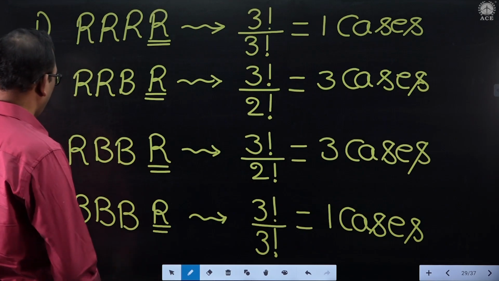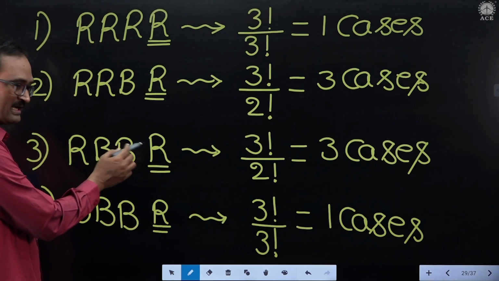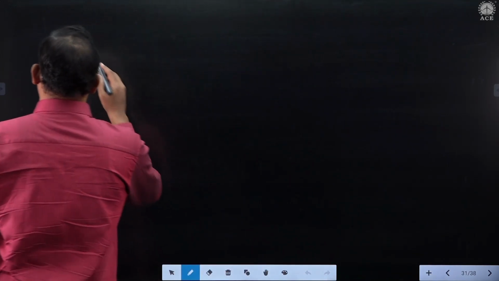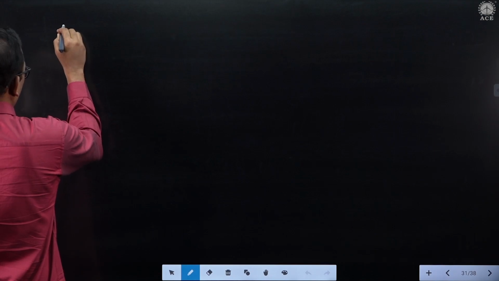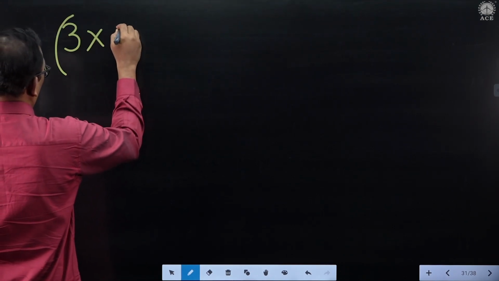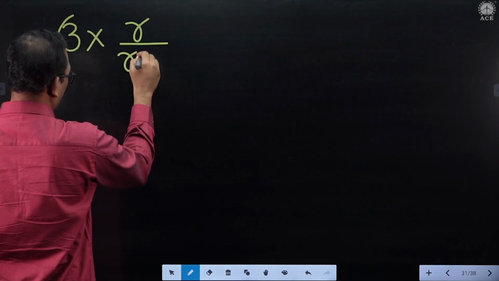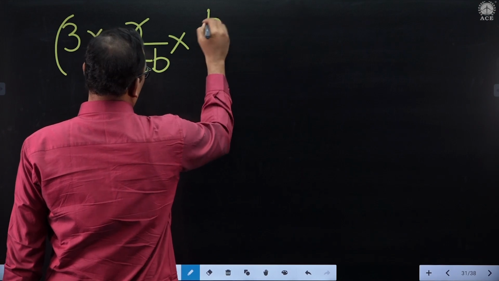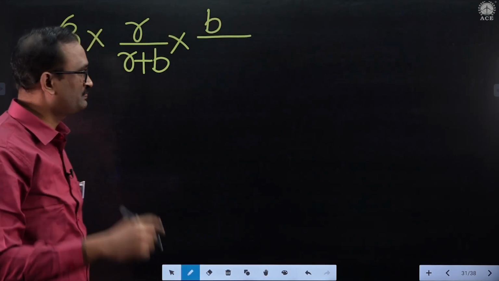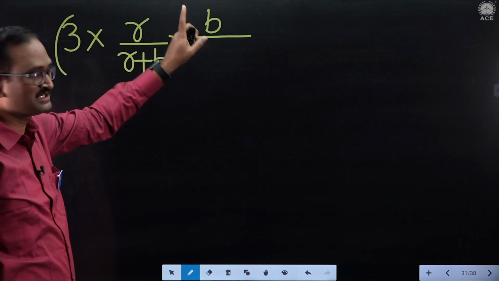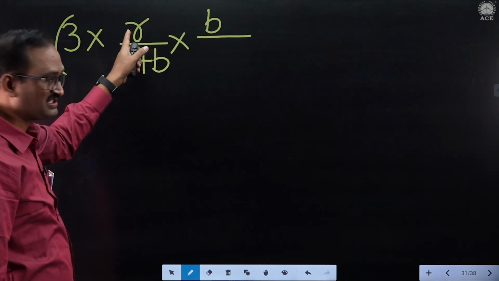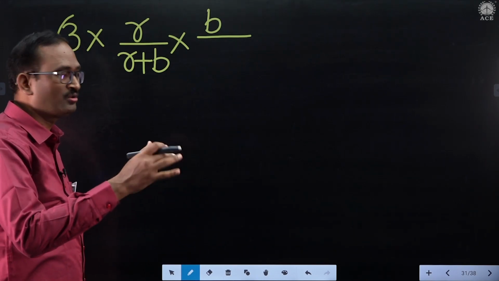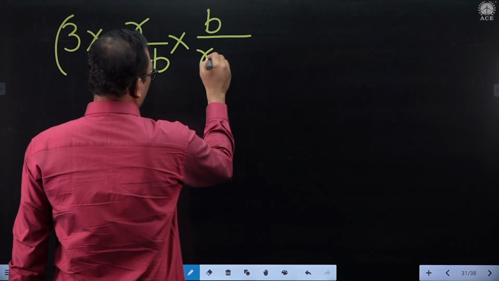What is case 3? 1 red, 2 black, 1 red. It is also repeated 3 times. 3 times of 1 red, r by r plus b. Second time is black. So total number of blacks b. But total number of balls will be r plus b plus 1, because before going to draw the second time a new ball, this firstly drawn red ball must be placed along with one more red ball. So total number of balls will now be r plus b plus 1.